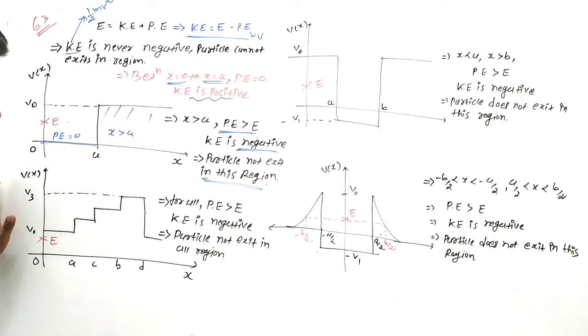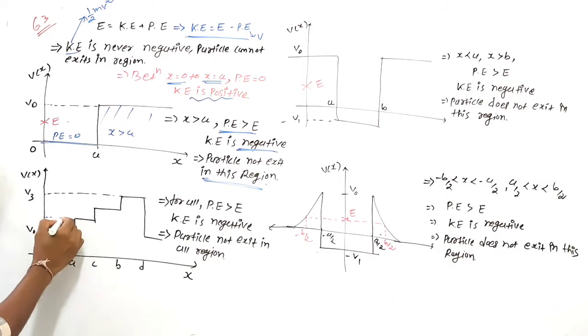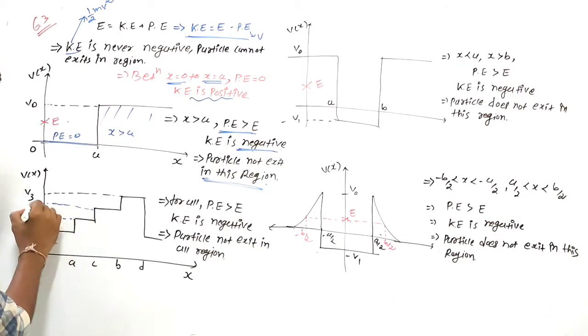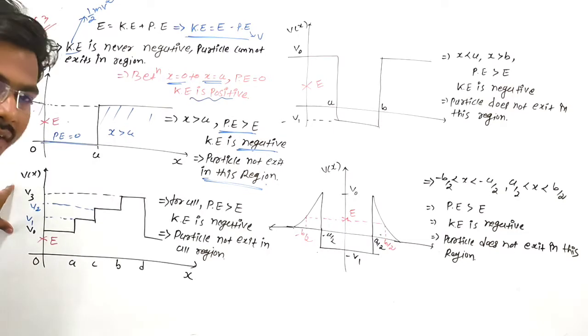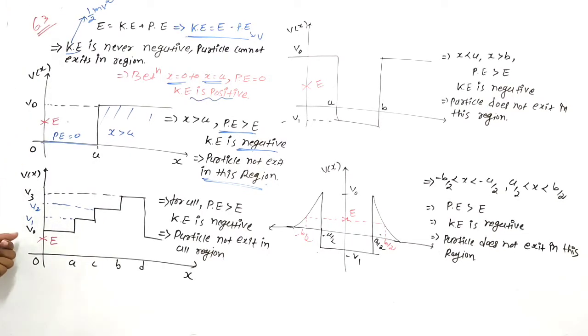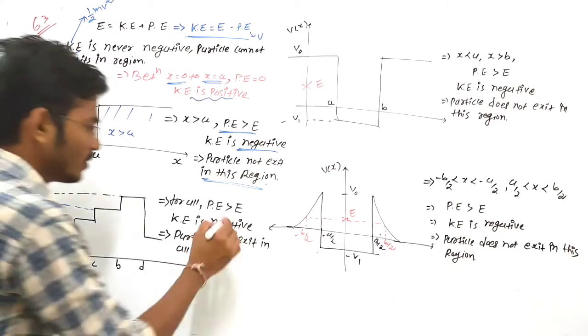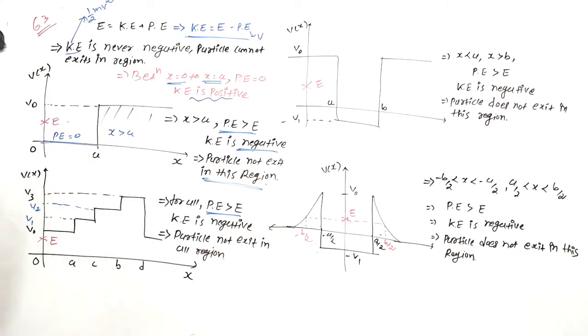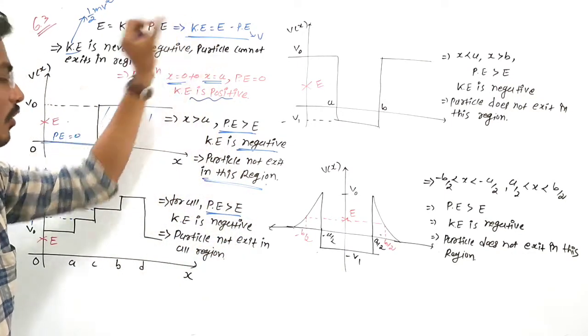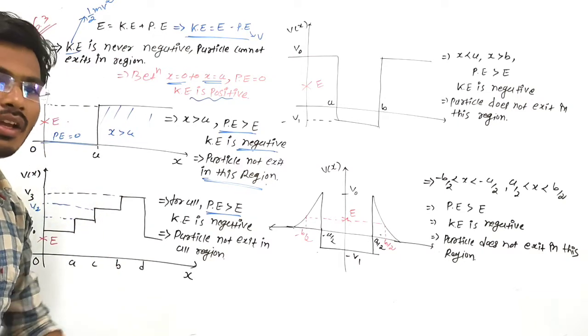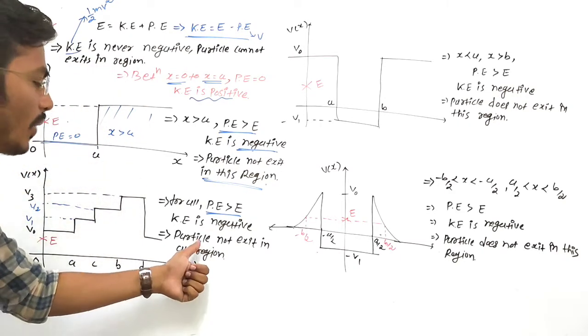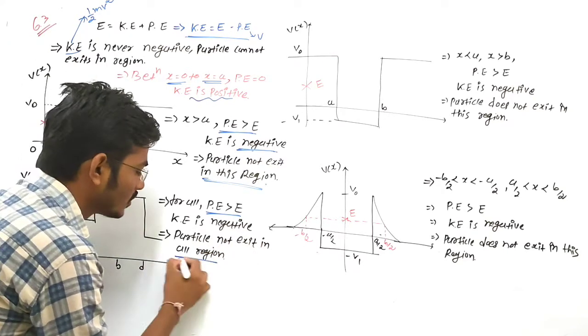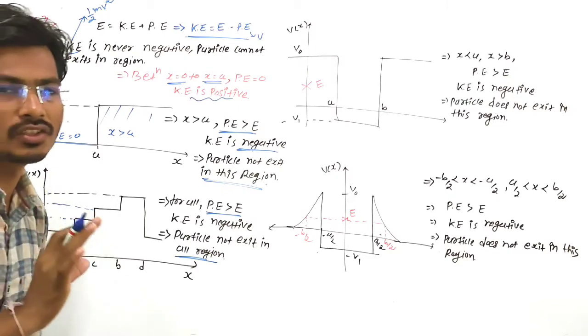Right? Similarly for the second case के लिए discussion करें तो ये हमारा V0 है. Then हम projections करें, this is our V1, this is our V2. So for all the regions, for all the potential energies V0, V1, V2 and V3, for all the cases our potential energy is greater than this value. So PE is greater than E. So using these equations kinetic energy is negative, and therefore the particle does not exist in any region. जो भी रीजन हमने नोट किया है वहां पे एग्जिस्ट नहीं करेगा.